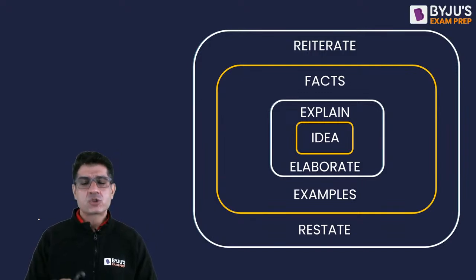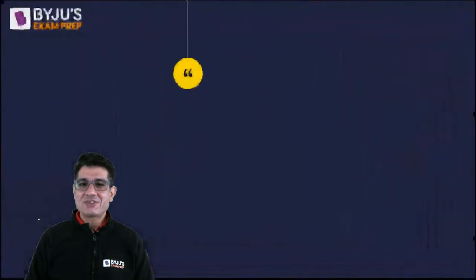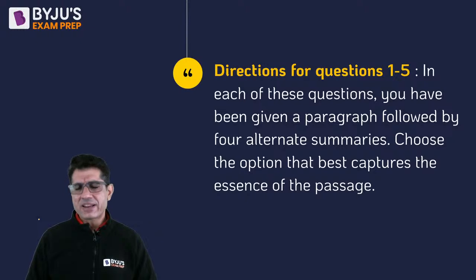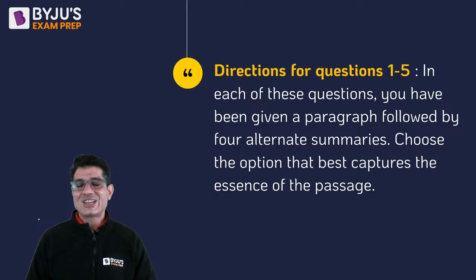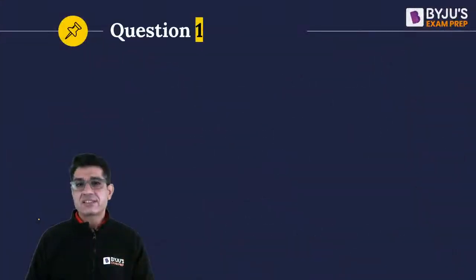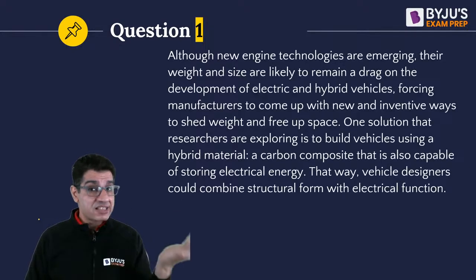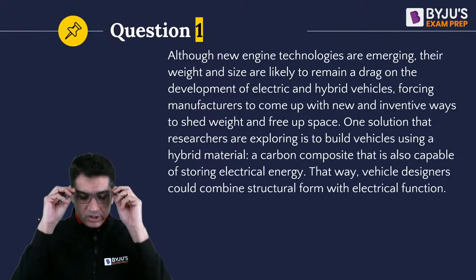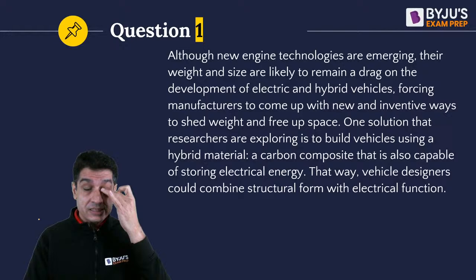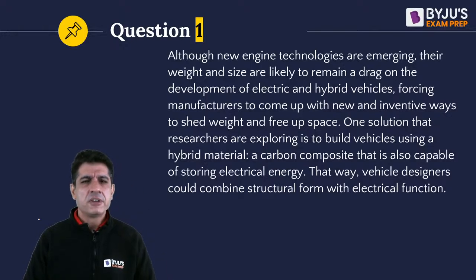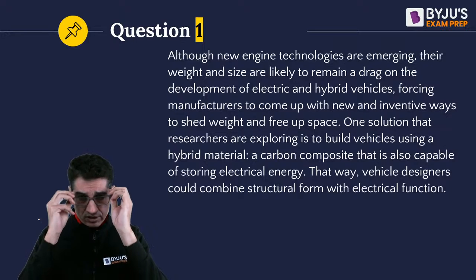So let's go ahead, solve some questions and learn this process even further. So here are the directions. A paragraph followed by 4 alternate summaries. Choose the option that best captures the essence of that paragraph. So the way I present it is going to be very simple. On one of the slides, you'll find the paragraph. On the next slide, you'd have the options. So why don't you take out some 30 odd seconds reading this paragraph where you try to figure out the essence, and then in the next slide, we can go ahead and work with the answer choices. So let's start.